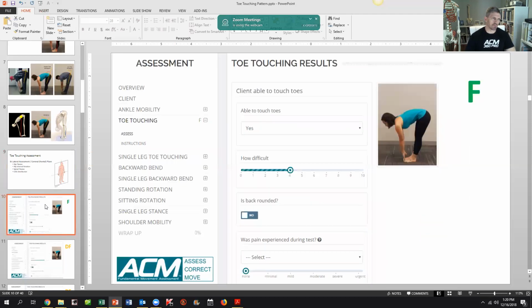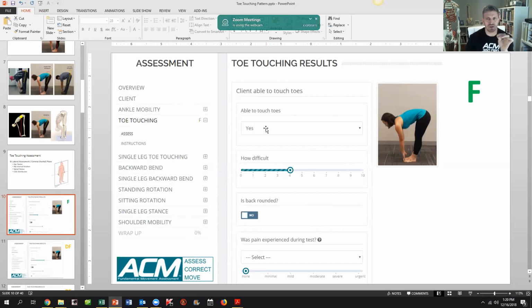But what I wanted to share with you, if you haven't been on the software, let me share with you how we assess the toe touching pattern and how the assessment works on the software. So again, we're just having someone touch their toes, and you have the ability to choose yes or no. If this person can touch their toes, yes. You can touch your toes or not. A lot of the research I read, the pass-fail criteria was really the ability to touch your toes or not, pass or fail. Well, we have a couple other nuances here that I want to share with you.